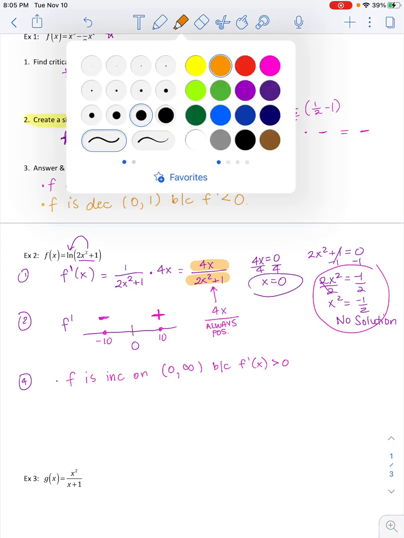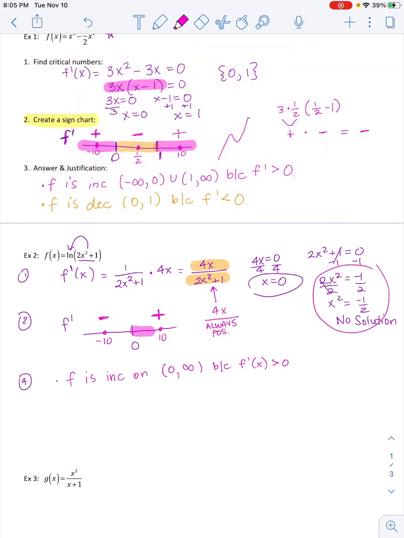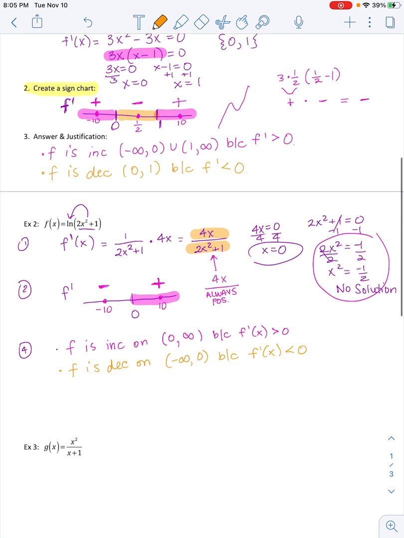Okay, so remember that we're talking about this portion right here. Make sure you don't confuse your critical numbers with your test points. Okay, and then we would switch gears and we would say F is decreasing on negative infinity to 0 because F prime of X is negative. And that would sum that up.